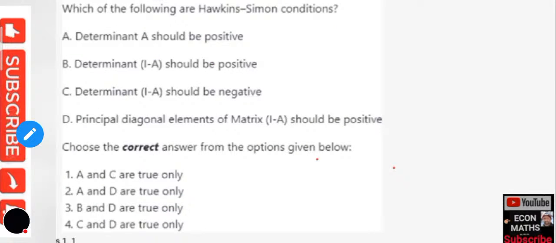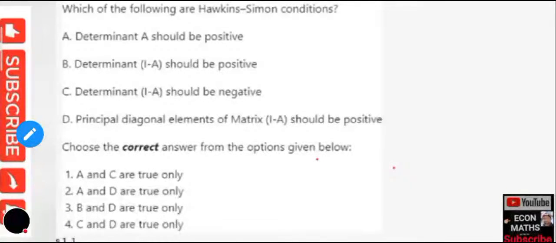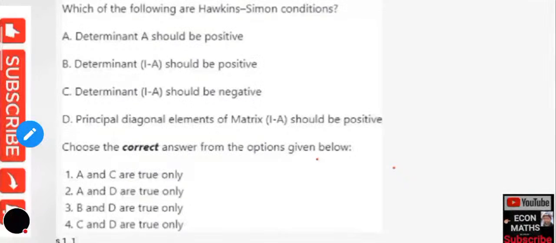Another question that was asked was: which of the following are the Hawkins-Simon conditions? First, the determinant of I minus A should be positive. Third, the determinant of I minus A should be negative. And the D option is that the principal diagonal elements of the matrix I minus A should be positive. So we will see what the Hawkins-Simon conditions actually are.